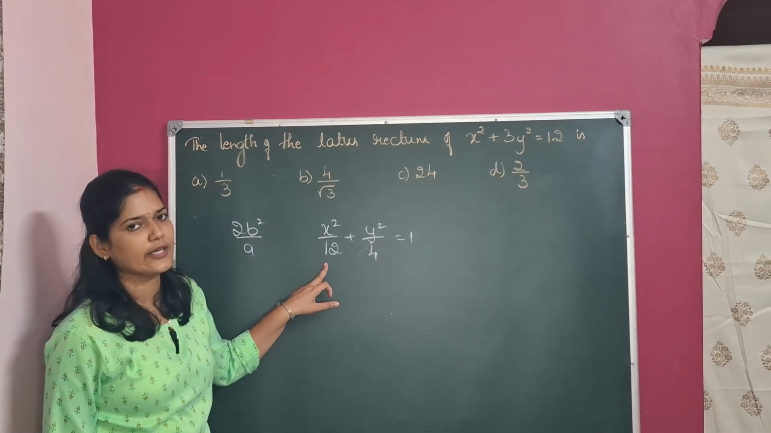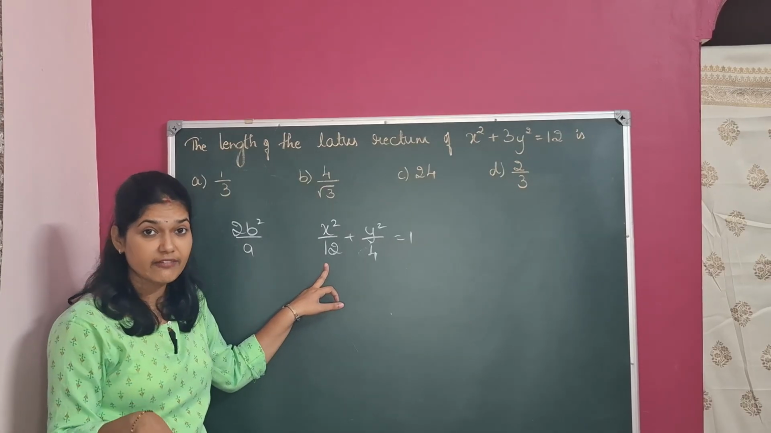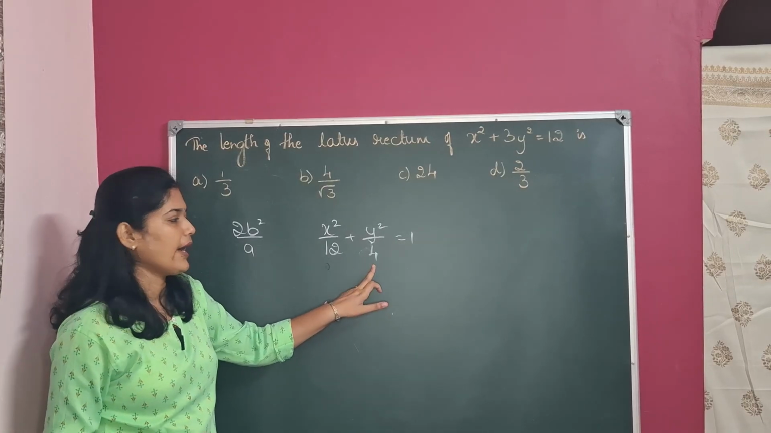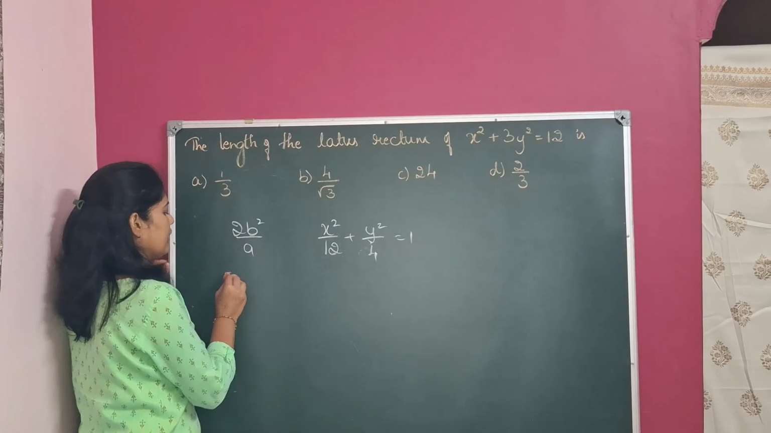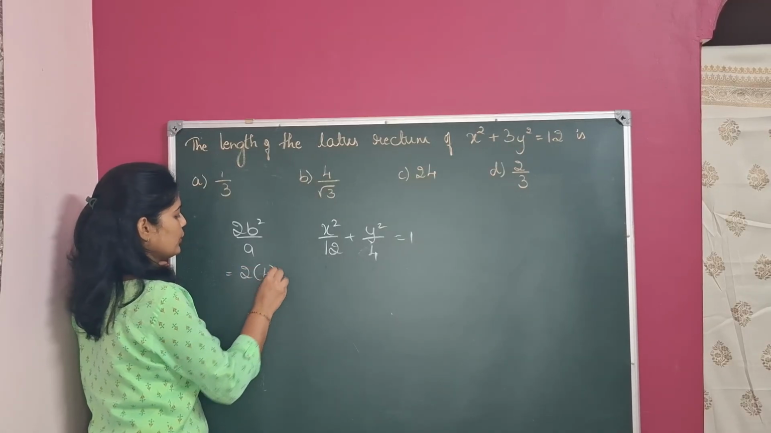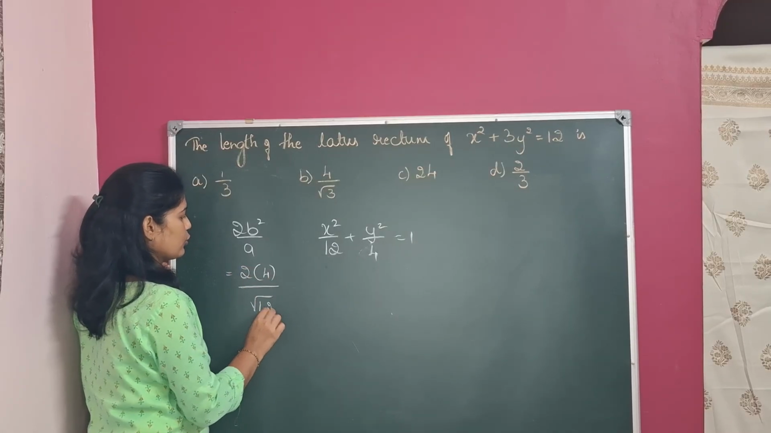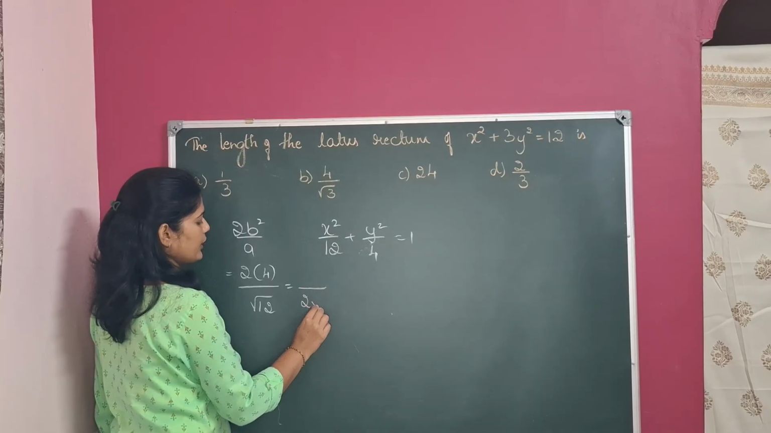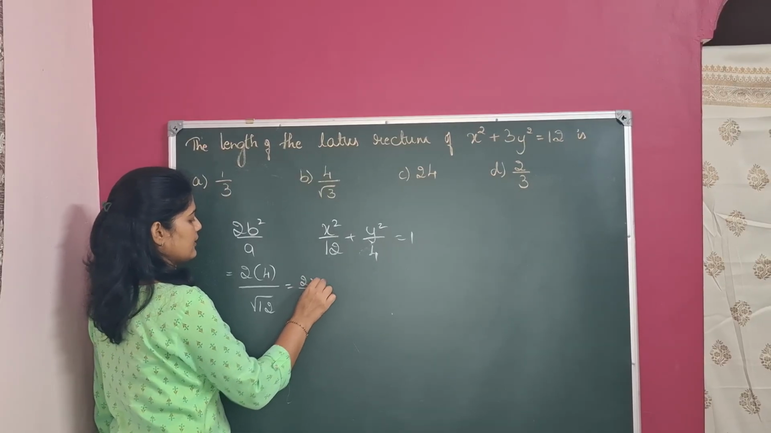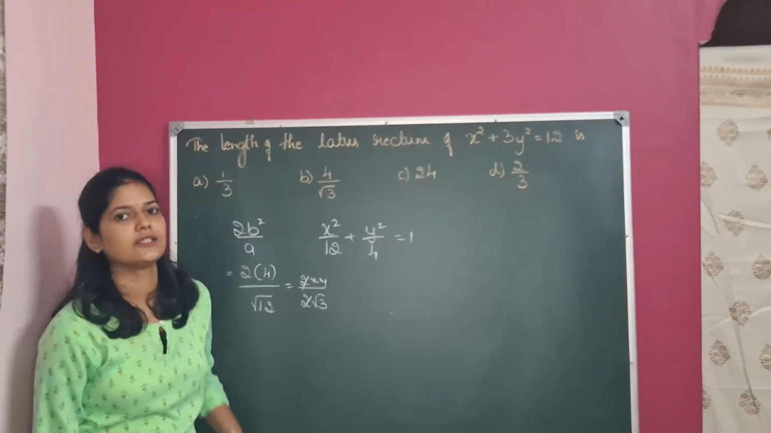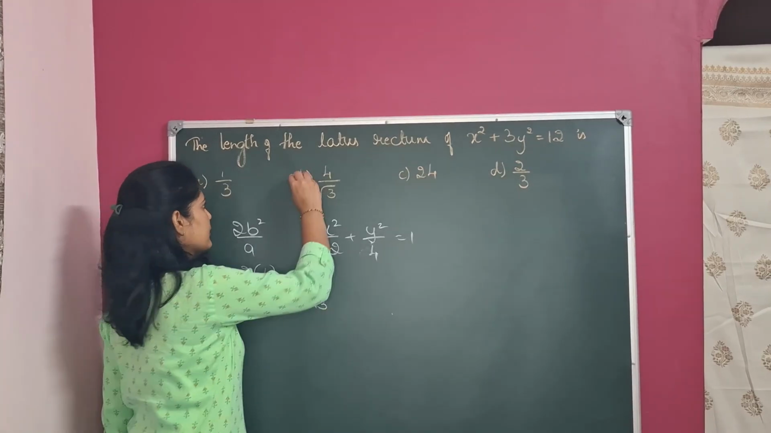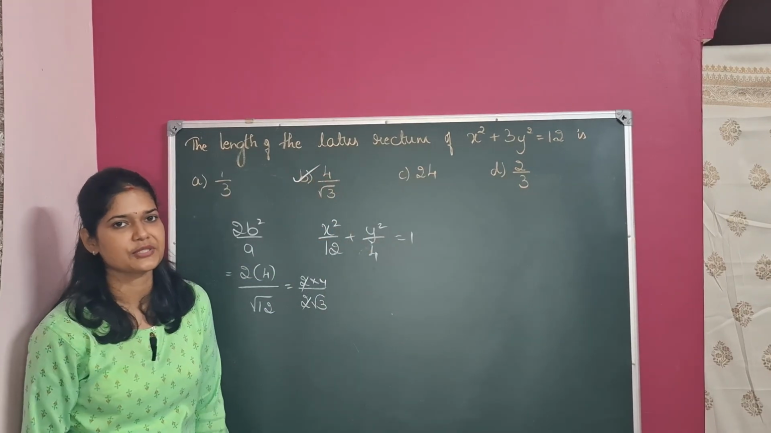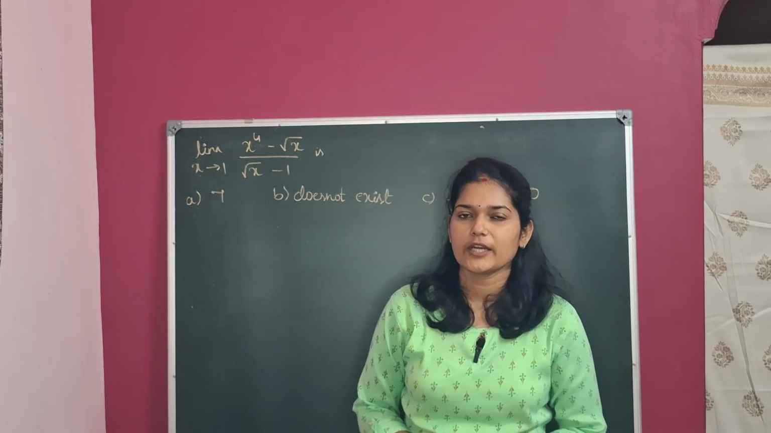Therefore, a square value is 12. That means a value will be root 12 and b square value is 4. If we substitute the value, 2 into 4 divided by root 12. Root 12 can be written as 2 into root 3. So 2 will get cancelled. Therefore, length of latus rectum is 4 by root 3. That is option B.